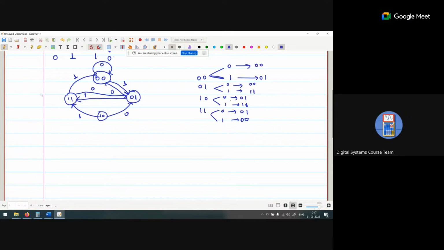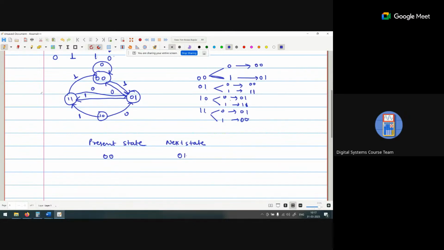Now after designing this state matrix, you can see that two-direction state matrix is possible. Two-direction state matrix I just defined. But in general it is unidirectional. So if I say my present state is 0 0, the next state from 0 0 will be moving to 0 1.